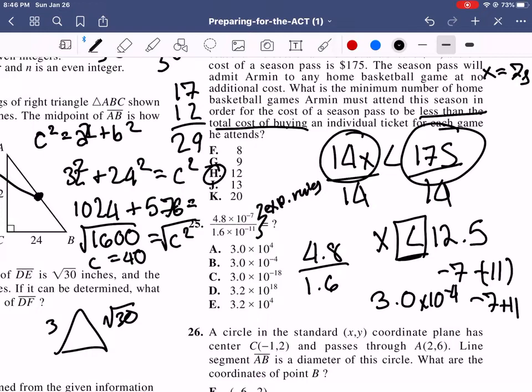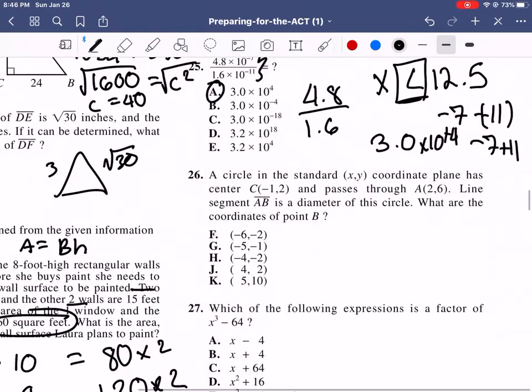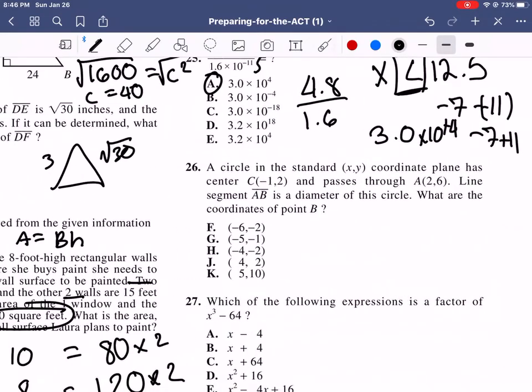B. Is it? Wait. Oh, wait. Okay, it's positive 4. B. Wait, no, A. It's A. I'm pretty sure these are all right. No, I'm not pretty sure. Yeah, I'm sure these are right. So just go along with me.